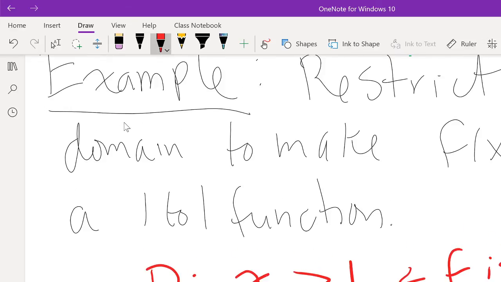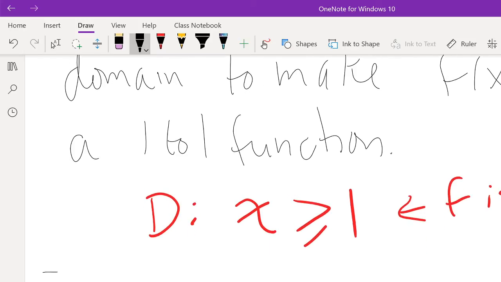Okay, so now we know what the qualifications are, or what needs to happen for it to be an inverse. Okay, so here to kind of summarize.